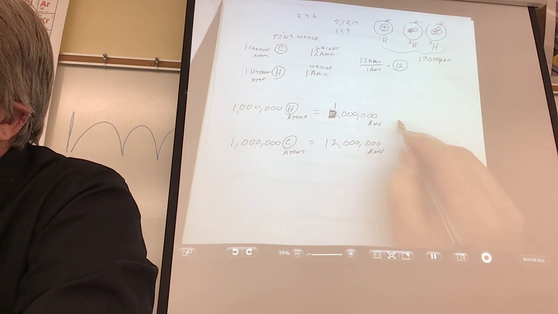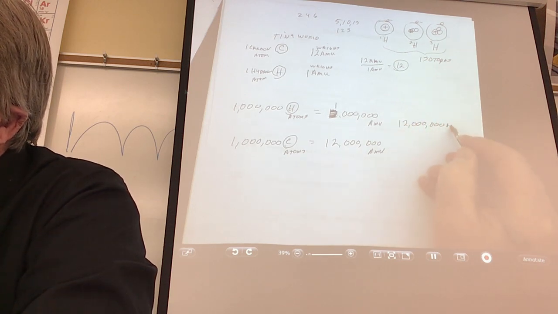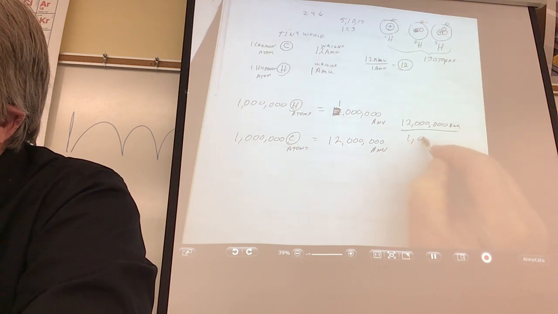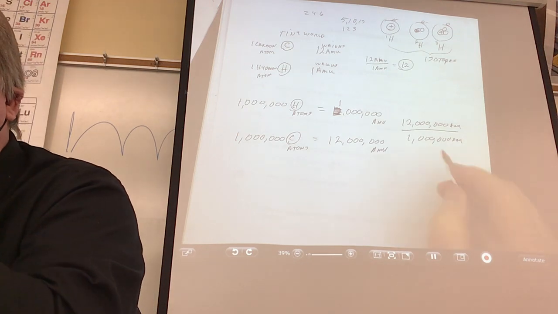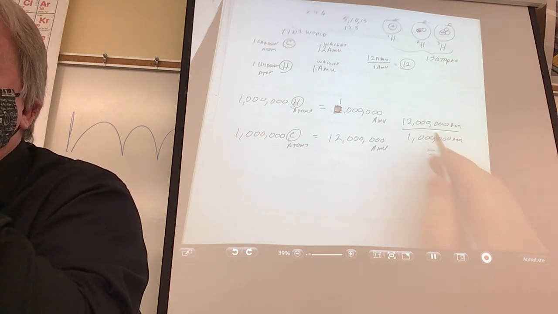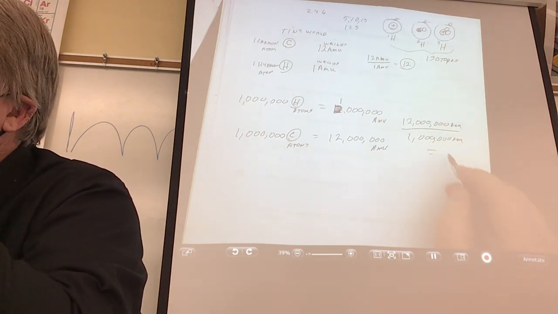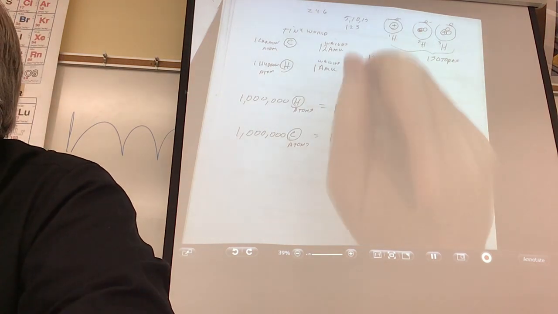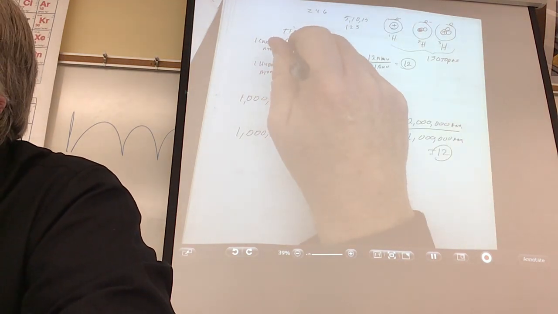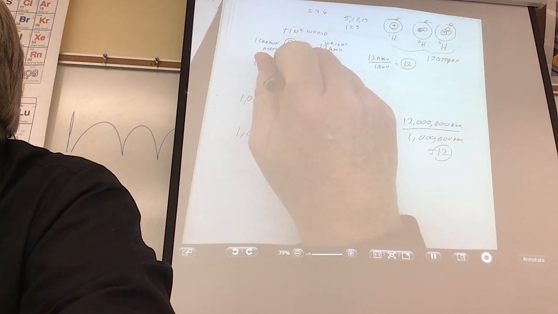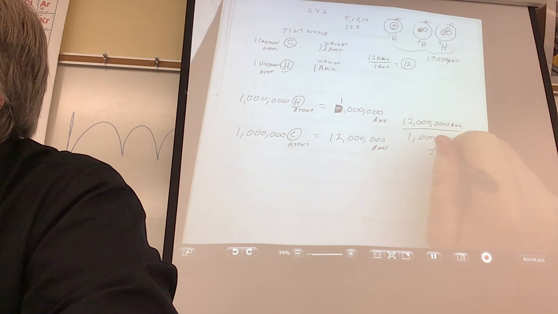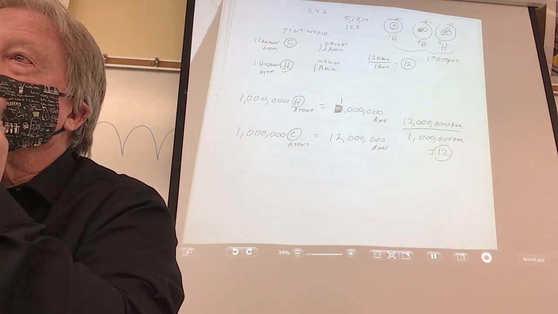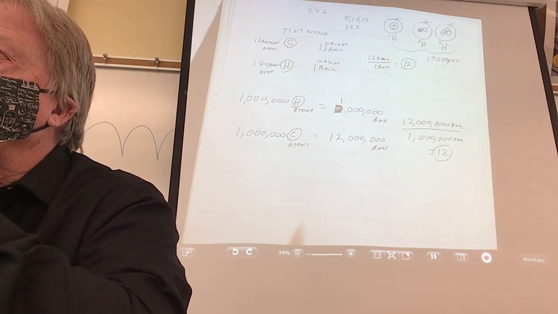Let's do this one. 12 million AMUs over 1 million AMUs. And what does the ratio come out to be? If you put that in a calculator, what do you get? Now watch. 1 carbon atom is 12 times heavier than 1 hydrogen atom. 1 million carbon atoms is 12 times heavier than 1 million hydrogen atoms. Now watch what happens here. This is the beauty.